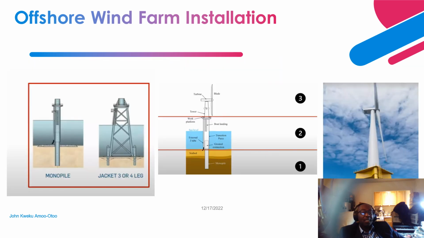Next is a typical installation. We have the monopile installation. So this is a fixed bottom connection, right? And this pile is driven all the way to the ocean floor, right? And you can have a jacket, with three or four legs. It's basically the same thing, fixed bottom, and this is all driven all the way to the ocean floor.